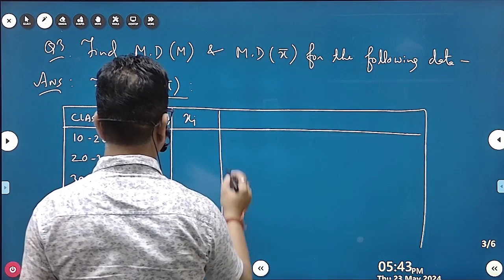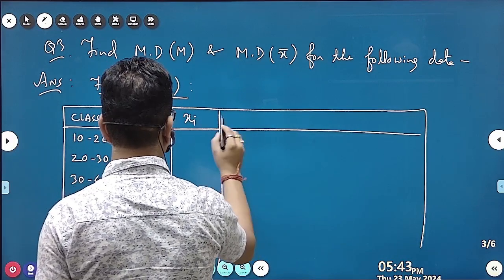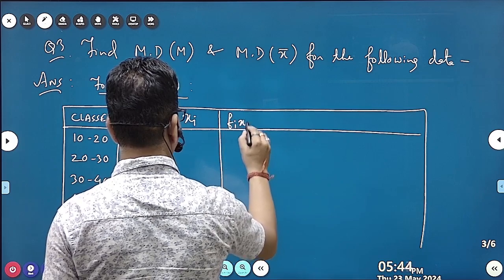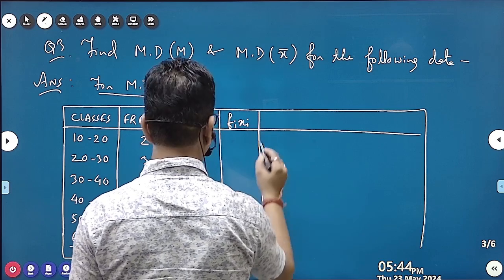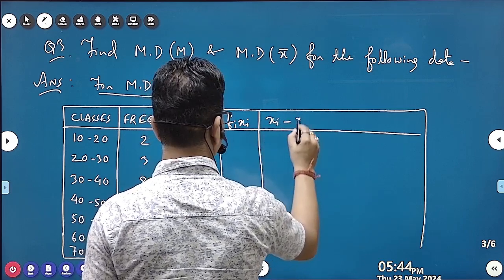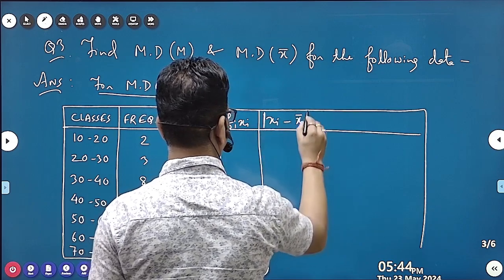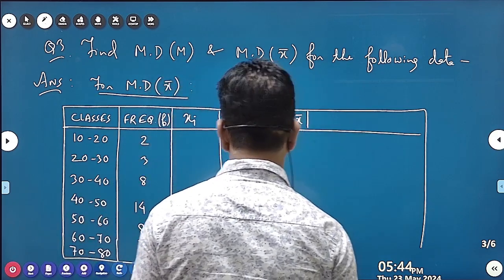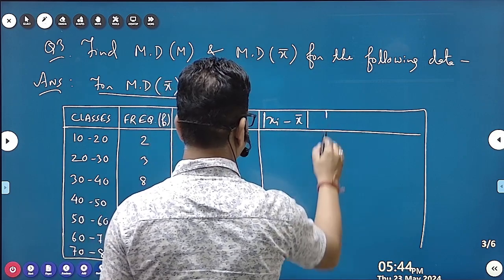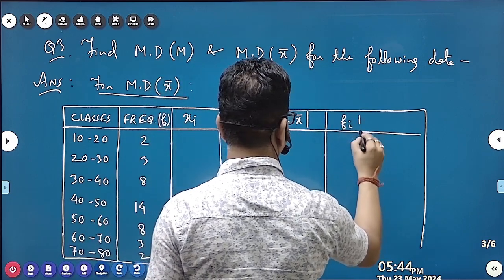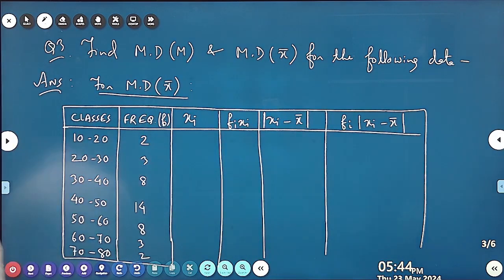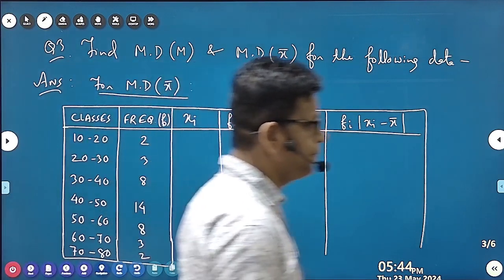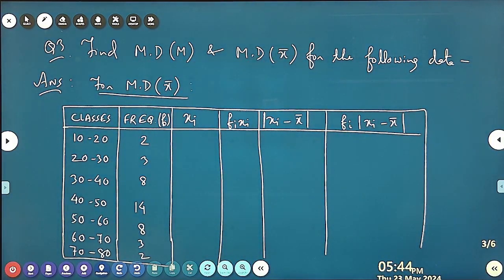All right. So fi xi, then xi minus x bar. This is the heading for mean deviation about mean. Okay, I'm going to explain it. You please write the headings and you'll complete the question at home.